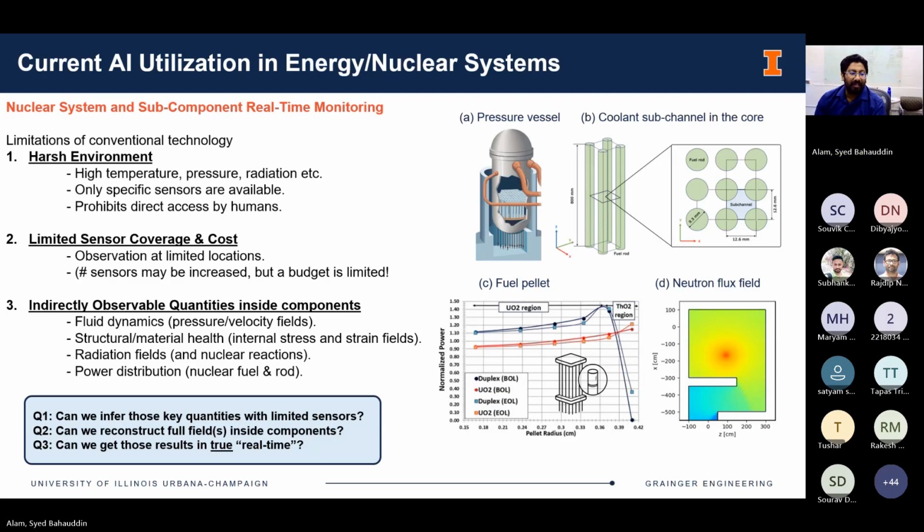And also, can we reconstruct the full solution, not only where the sensor is but outside of the sensor zone? Can we get what's going on in the whole thing, at least to see how things are going on? And also, humans are naturally impatient, right? We don't want to wait. So can we get those in real time? Because if you want to make real-time decisions on the fly, can we get those results in true real time? I think that's where the AI really kicks in well.